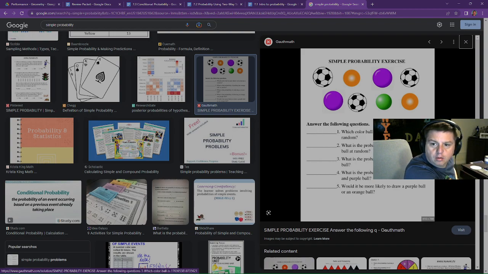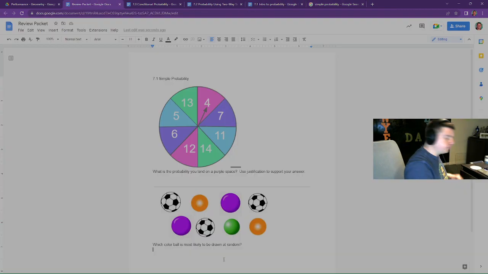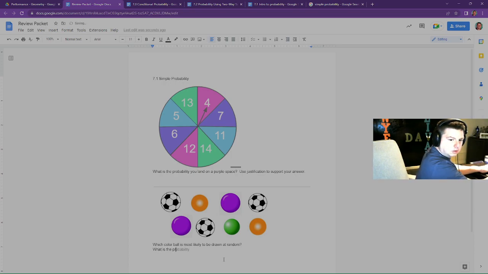What's the probability of picking the orange ball? What's the probability of selecting a soccer ball? What's the probability of drawing an orange and purple? And what is the probability of drawing an orange or purple ball? Okay, so let's do that. The probability of drawing an orange or purple ball. And purple ball.